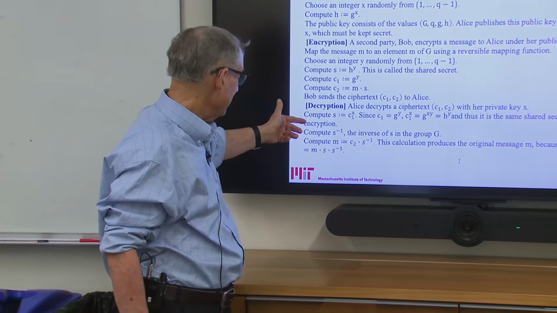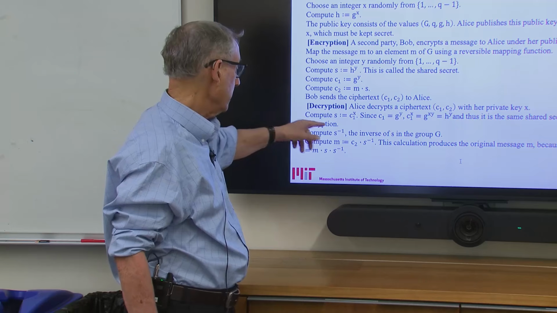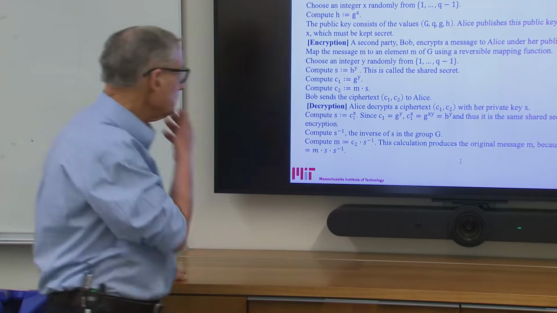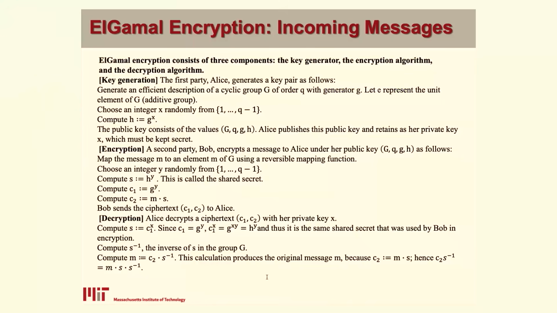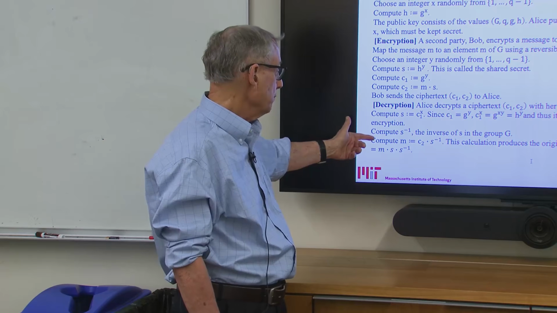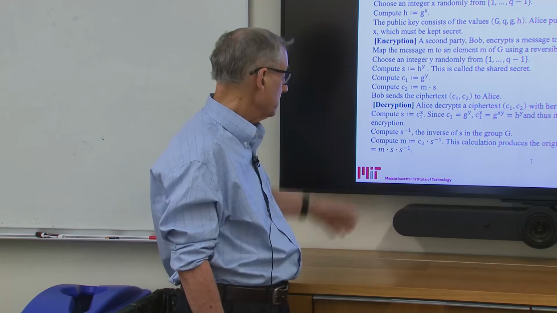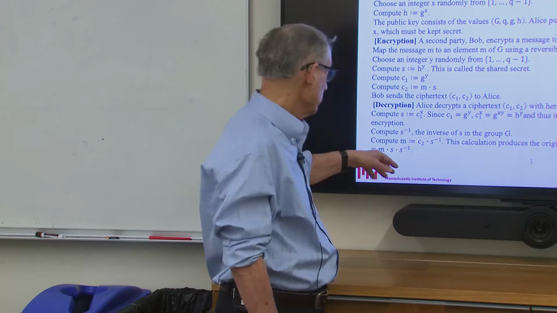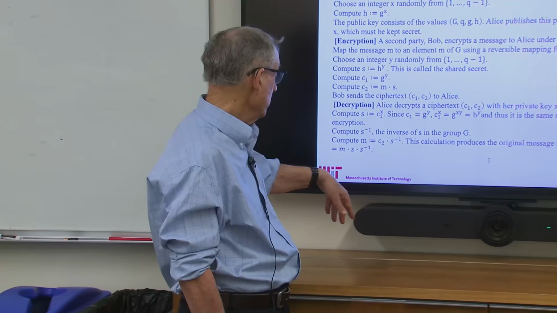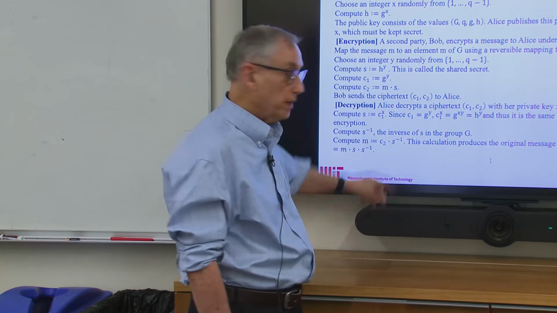Alice takes the C1 ciphertext and actually computes S. So at this point, Alice actually knows Y because she knows H and is seeing that part of the ciphertext. But next, Alice computes S inverse because she knows S, and every element in G has an inverse. So Alice can decipher the message just by taking the second ciphertext and post-multiplying by the inverse.